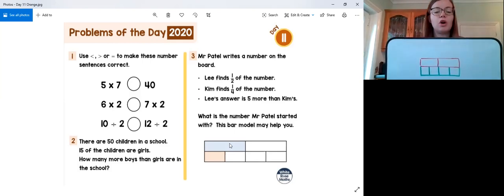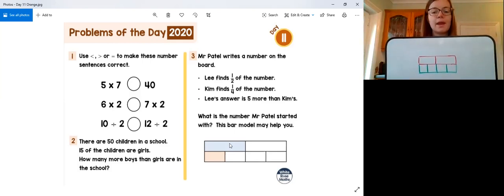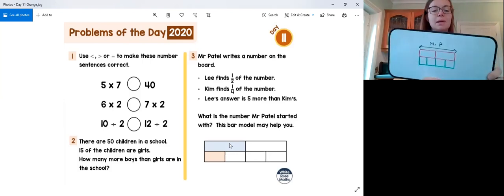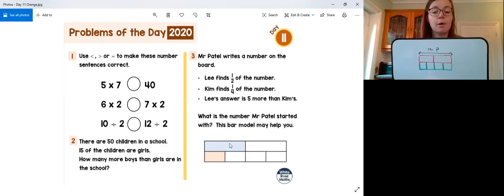So here is my version of their bar model. Now let's go back to the question and see what we were told. So Mr. Patel writes a number on the board, and then actually we've been asked to find out what was the number he started with. So that is going to represent our whole bar. So I'm just going to call it Mr. P for now. So the whole length of the bar is Mr. Patel's number. But at the moment, that is an unknown.